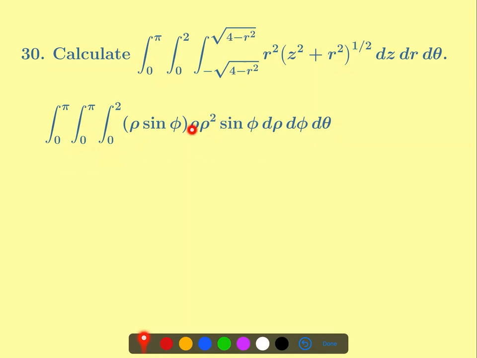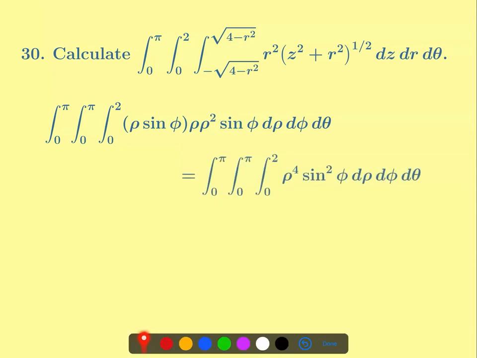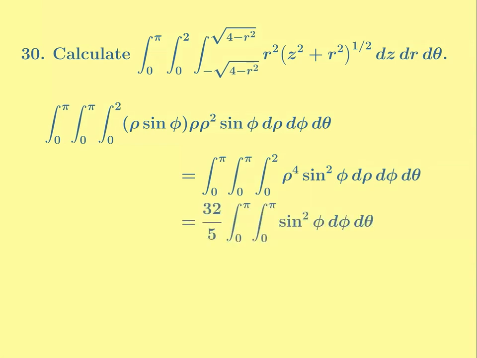We're going to have rho and a rho and a rho squared, so that's rho to the 4th and a sine squared phi. Rho to the 4th, when I integrate, I'm going to have rho to the 5th over 5. Evaluate that from 0 to 2. The 2 to the 5th is 32. Of course, 0 to the 5th is 0. So we're going to have 32 over 5. So that part's going to give me 32 over 5.